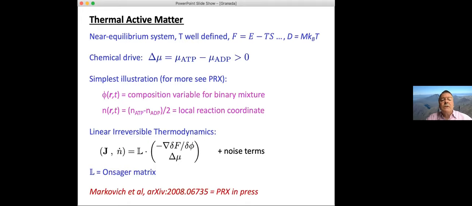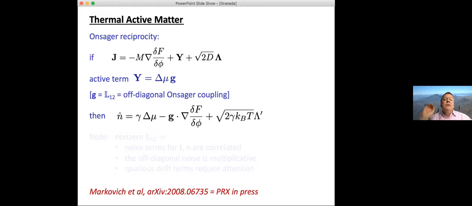So I have an Onsager matrix. And what that means is I can deduce something from the Onsager theorem or reciprocity. Specifically, I've written down again at the top here the equation for the current, which has my y terms in it, which are things like lambda grad phi squared. And the point is that that active current has to be driven by delta mu. And I'm close to equilibrium, so it has to be linear in delta mu. So that y is delta mu times g, where g here is an off-diagonal Onsager coupling. And it's vectorial because the j is a vectorial thing.